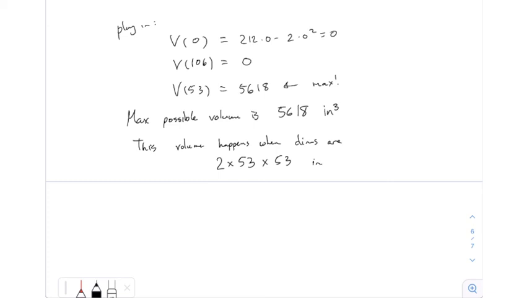So apparently the biggest volume is achieved when you just make a giant square and then have that little height to it. This is like if you want to send a pizza or something. A big square with a not very tall box.